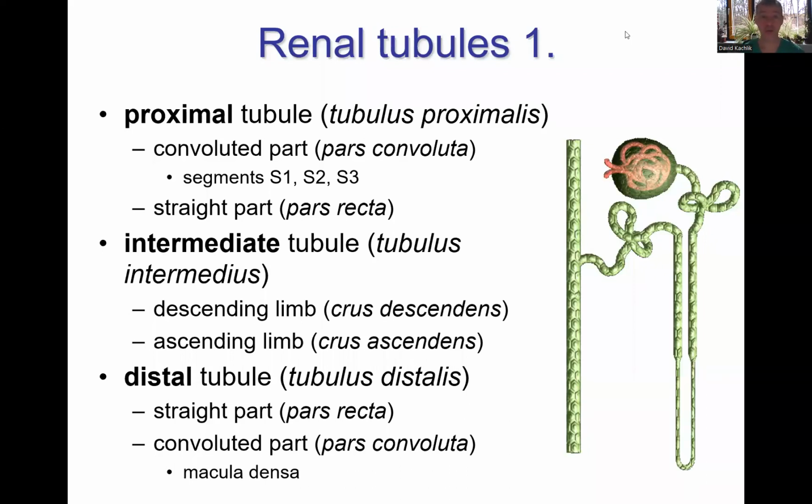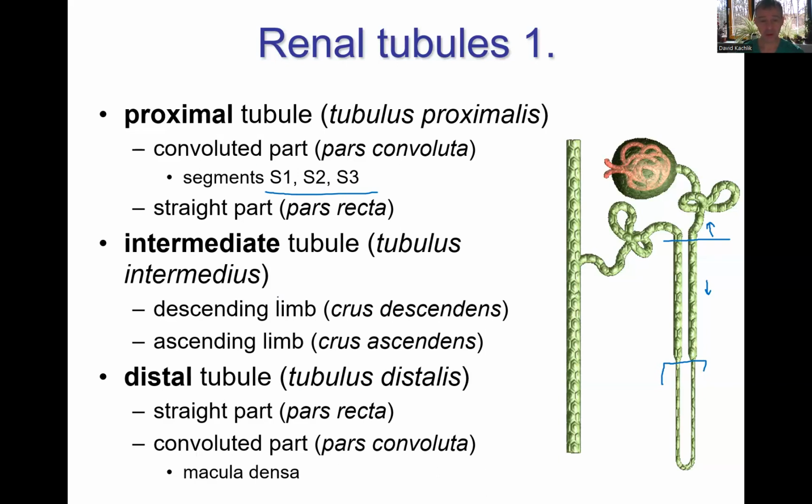The renal tubules consist of proximal, intermediate, and distal tubule, as I said before. The intermediate tubule is the thin part, which is shown here. And the proximal tubule and distal tubule have two parts, convoluted, which are in the cortex, and then the straight parts, which are already in the medulla. The convoluted part can be divided into three segments based on the type of transporters which are here, but this is the part of physiology, and I do not go into details now.